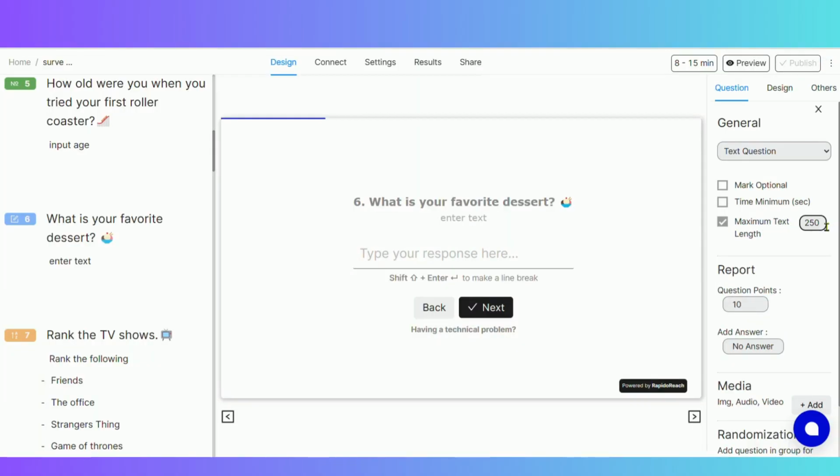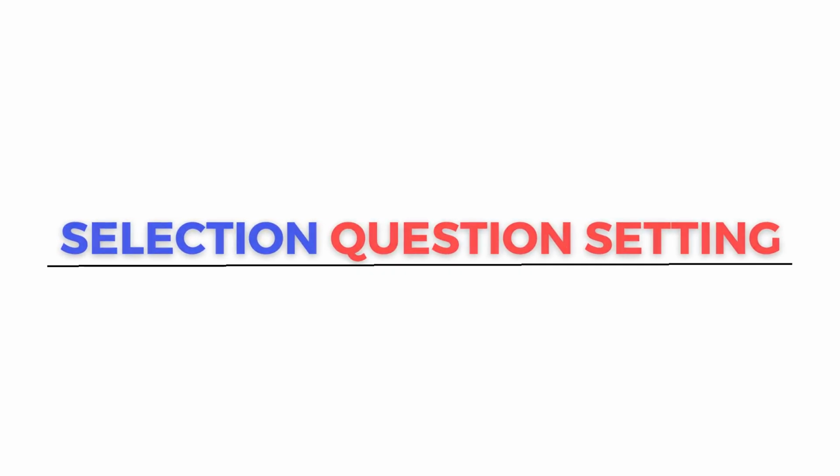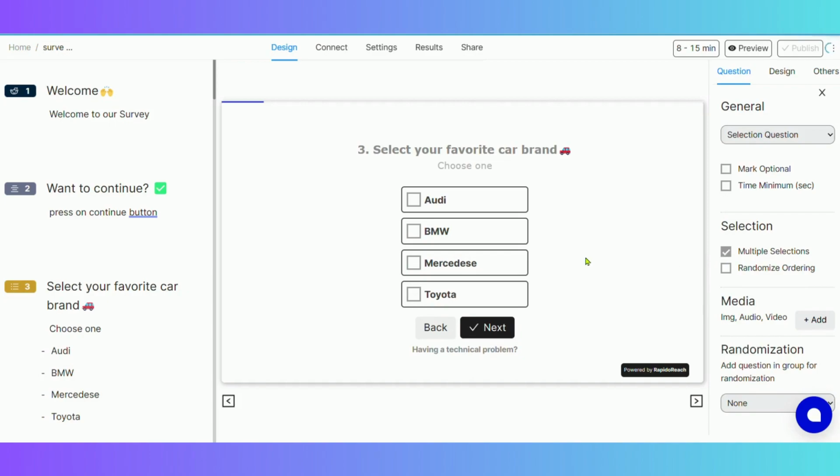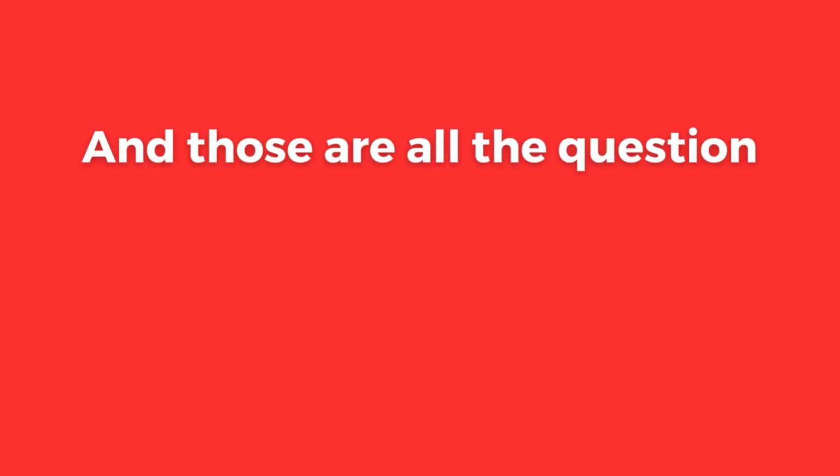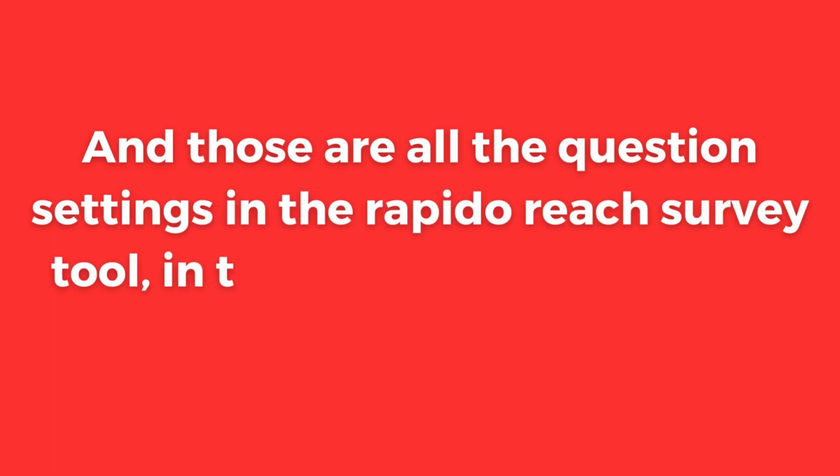You can set the numbers of minimum or maximum characters for open text responses. Selection question types can be turned into multiple selection questions by enabling the multiple selections checkbox. Selection options can also be randomized for selection, dropdown, and ranking question types using randomized ordering. And those are all of the question settings in Rapido Reach Survey tool.